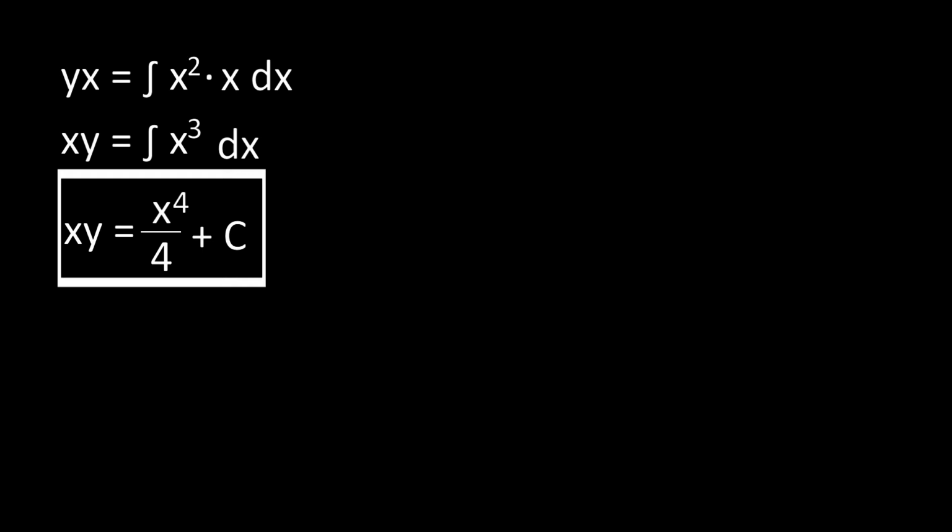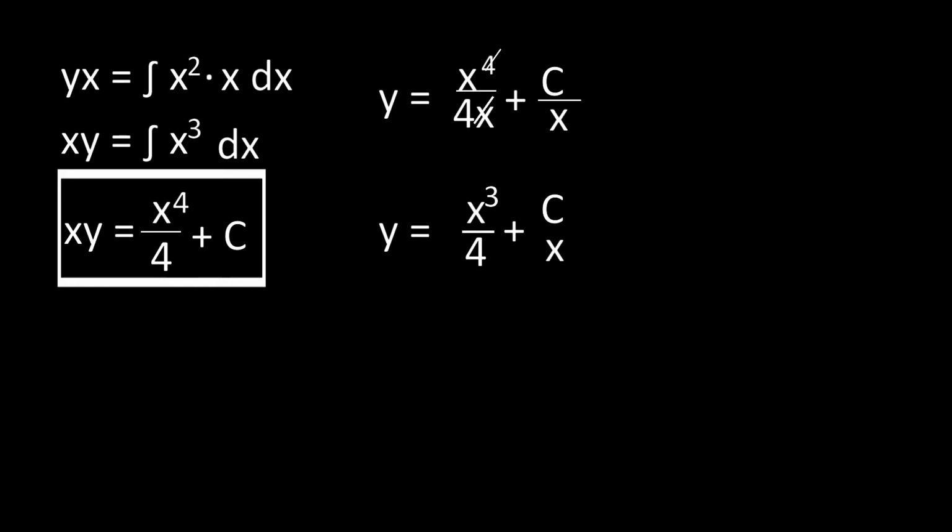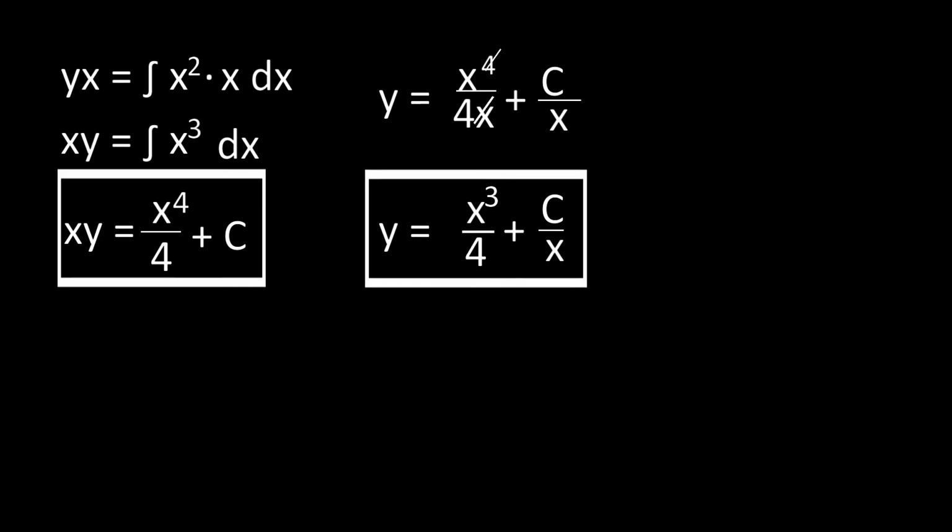Pero, pwede pa rin natin itong i-simplify. I-express lang natin siya in terms of y. Ililipat lang si x sa kabila. Magiging y equals x to the fourth power over 4x plus c over x. So, makakapag-cancel pa tayo ng x. Magiging y equals x cubed over 4 plus c over x. So, that can also be our final answer.